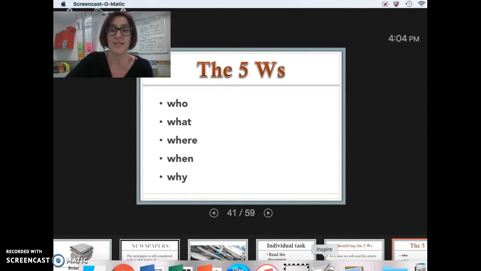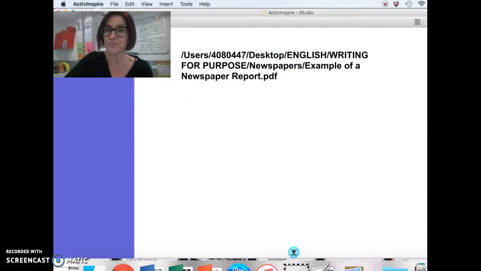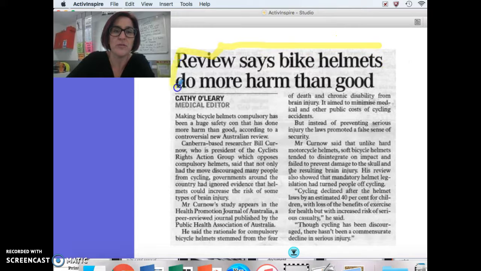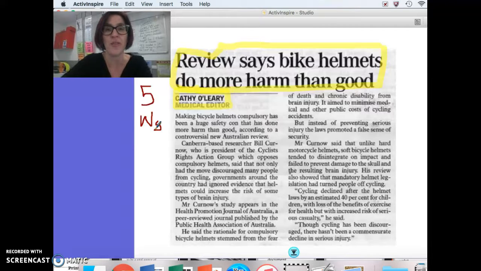It gives the reader everything that they need to know before they move on. So if we have a look at an example of a newspaper article, here we go. This part here is called the headline. This here, the name of the person who wrote the article, is called the byline. And then we've got the article itself. You'll notice that they're usually written in short paragraphs and in columns. So if we have a look, what we're looking for are the 5 W's. The who, the what, the when, the where, the why, and the how.